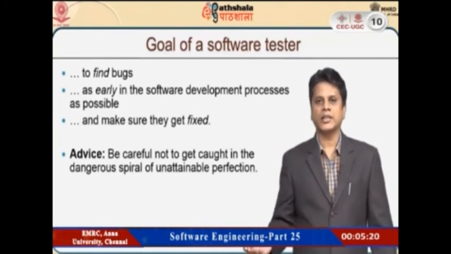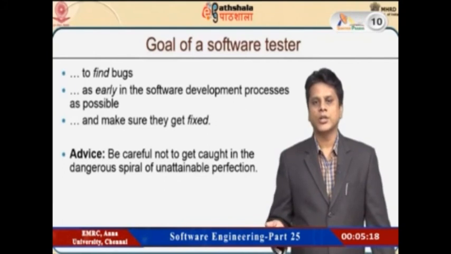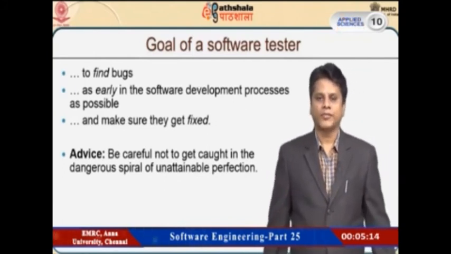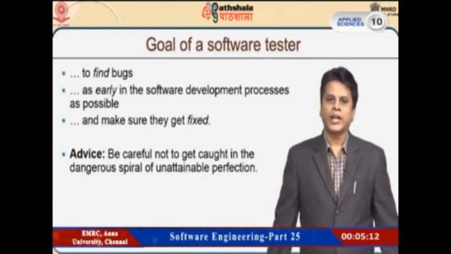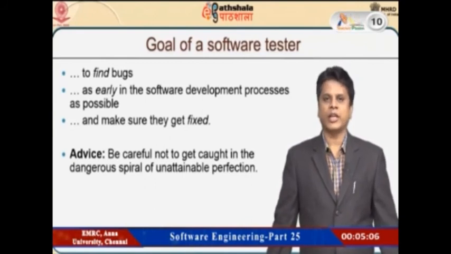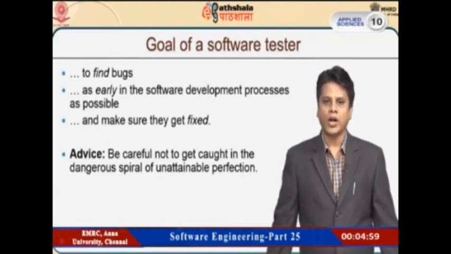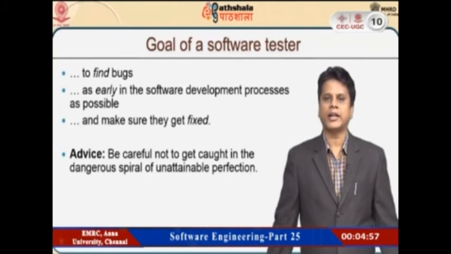If it is mentioned at the design level, map it with the cost. So we may have to reduce the cost of the faulty software and make sure that they get fixed very early. One of the pure advices that we can make out as part of software testing is: be careful not to get caught in the dangerous spiral of unattainable perfection.